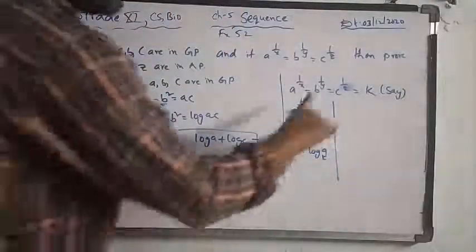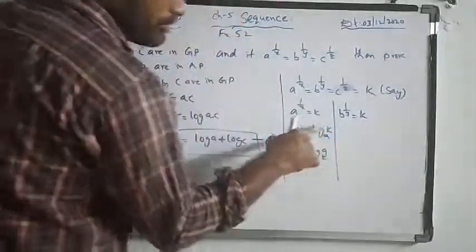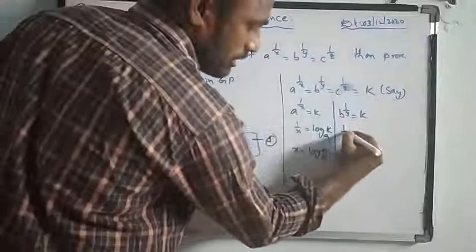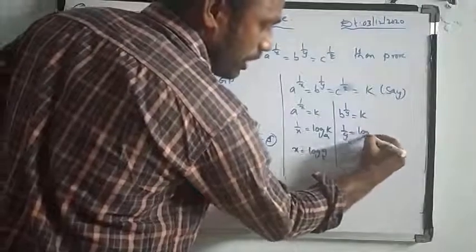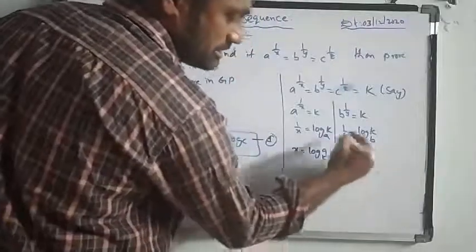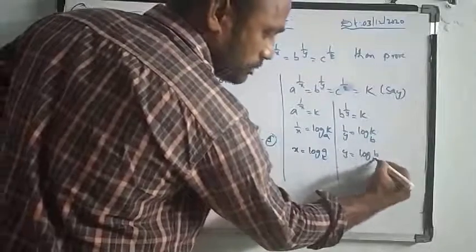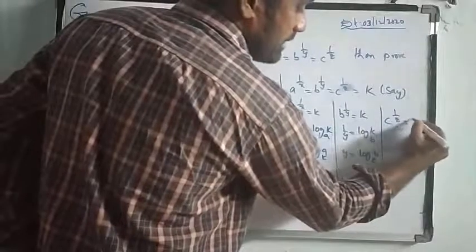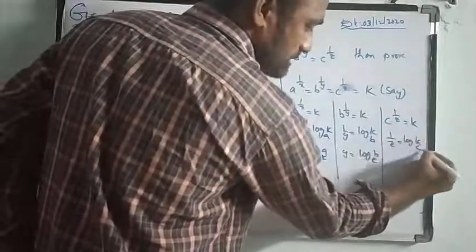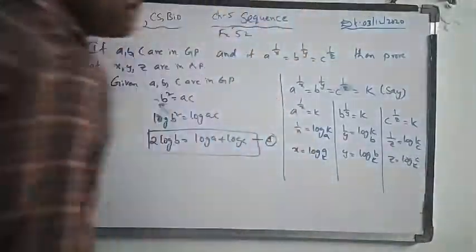This is the x value. Similarly, let us do for b. b to the power of 1 by y is equal to k. I want to transpose b to that side, that is 1 by y is equal to log k to the base b. I want only y. Since it is in reciprocal, base and index will change, that is log b to the base k. Similarly, c to the power of 1 by z is equal to k, that is 1 by z is equal to log k base c. So z is equal to log c base k.